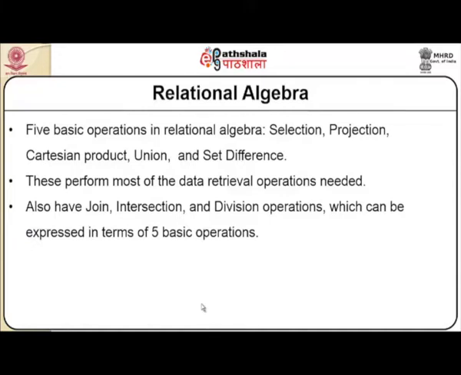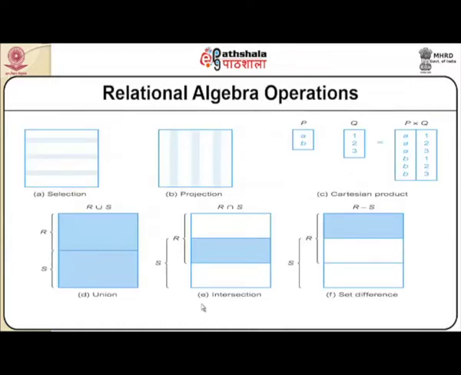So, I repeat the relational algebra operators, those are selection, projection, Cartesian product, union and set difference. Apart from that, we have joins, intersection and division operations. To give you an image perspective of all these relational algebra operations, the first one indicates the selection, where the highlighted ones indicate the selection. So, this is how we select. That happens majorly through rows or tuples.